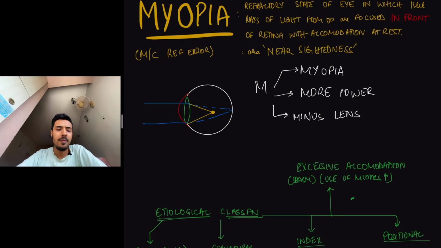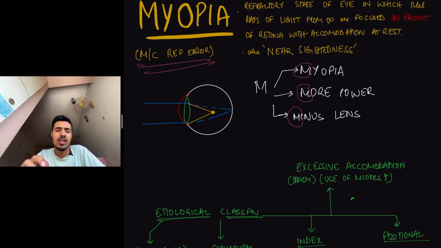Today we'll be covering the next refractive error, that is myopia. Myopia is the most common refractive error. And the trick for myopia is M for M. M for myopia, M for more power, and M for minus lens. You prescribe minus lens. Why do they have myopia? Because they have too much power, they have more power.